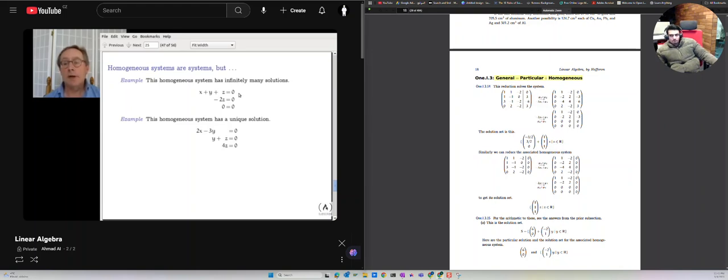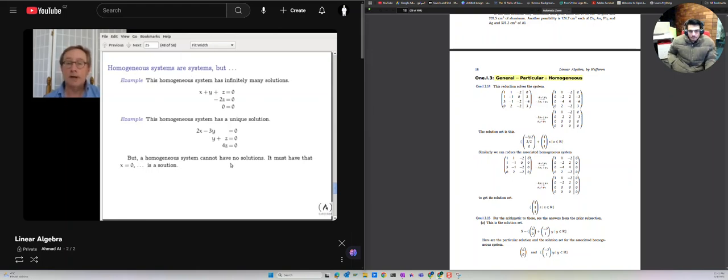A homogeneous system can have infinitely many solutions. Look at this one here, it has infinitely many solutions. A homogeneous system can have a unique solution. This one here has a unique solution. But we know one of the solutions for a homogeneous system is all zeros. For example, if you plug in x equals 0, y equals 0, z equals 0, you definitely get one of the infinitely many. If you plug in x equals 0, y equals 0, z equals 0, you get the one solution here. So that is to say that homogeneous systems are linear systems, but they cannot have the no solutions possibility. That can't happen with a homogeneous system.